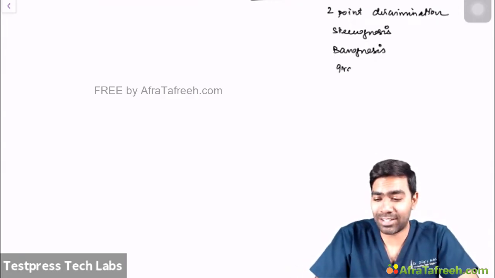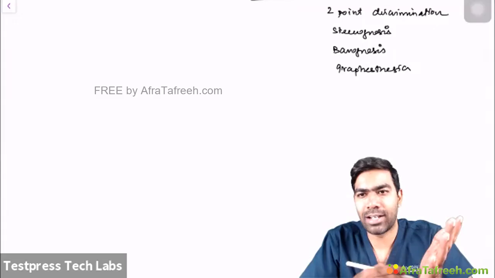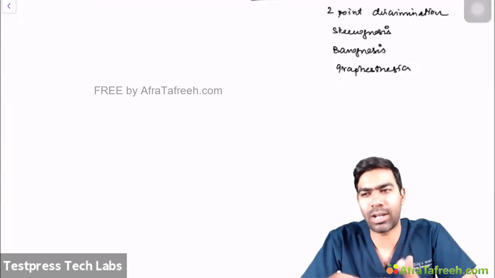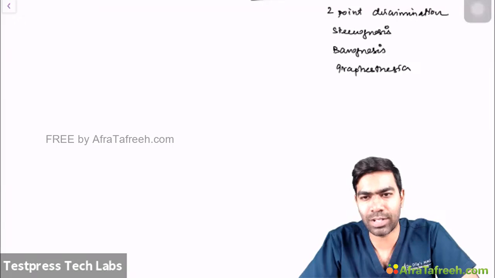And then we have another one. What is that? Graphesthesia. You know what you mean by graphesthesia, isn't it? You should not put a signature in the hand, Amitabh Bachchan's signature and all. You should draw some simple figures like plus, minus, circle. If you draw something like that, the person will be able to tell what you are approximately drawing. So that is what we refer to as graphesthesia.